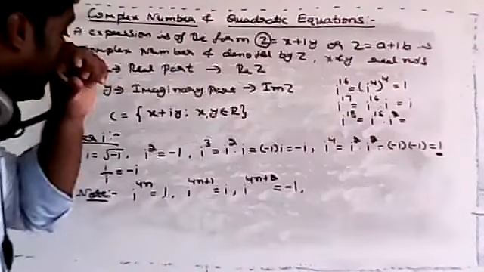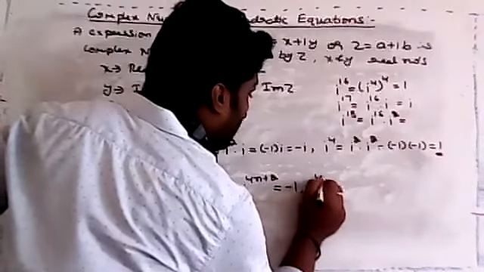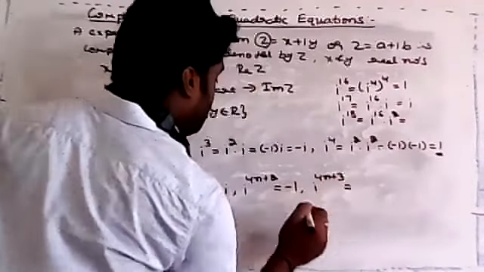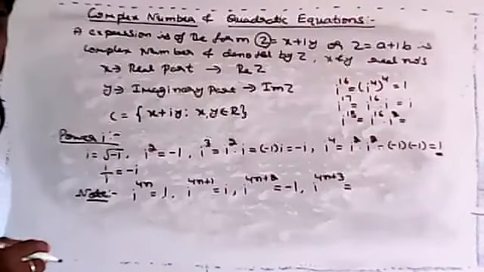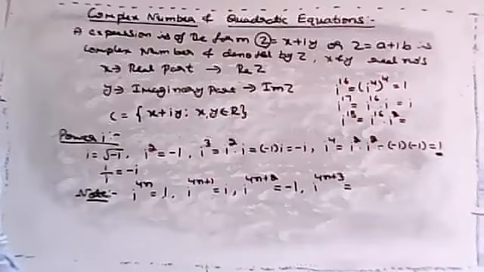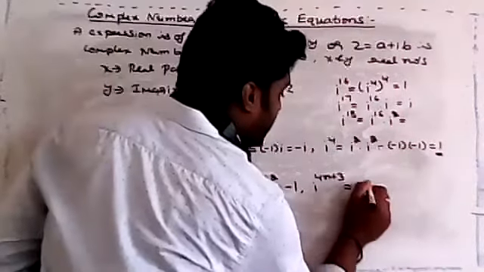Means multiple of 4 you have to write. Then can you tell me i to the power of 4n plus 3 as what? i to the power of 4n plus 3. Yes, good. That is what? Minus i.